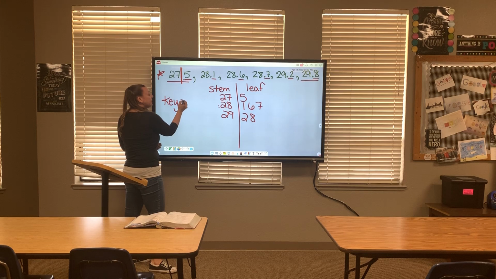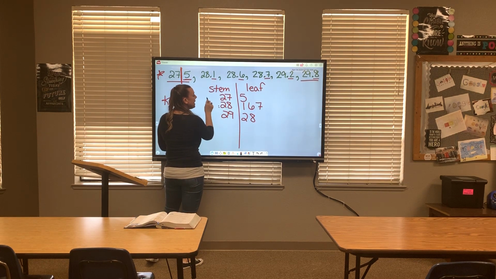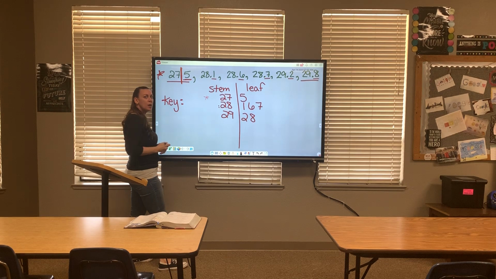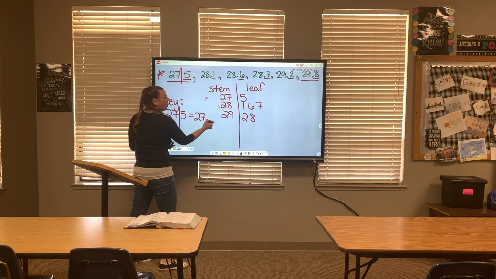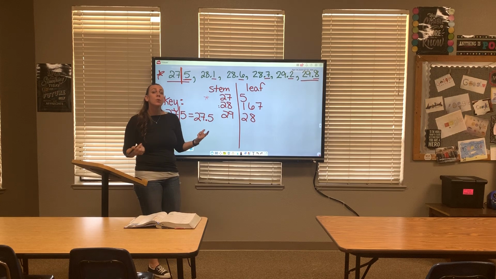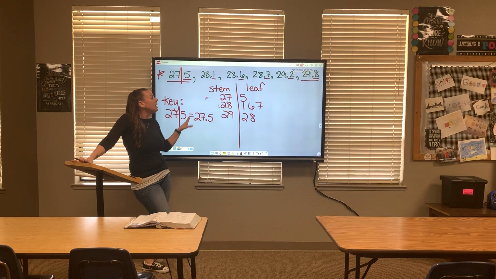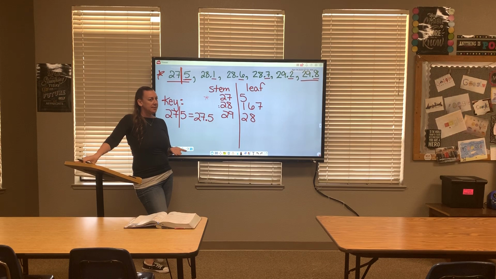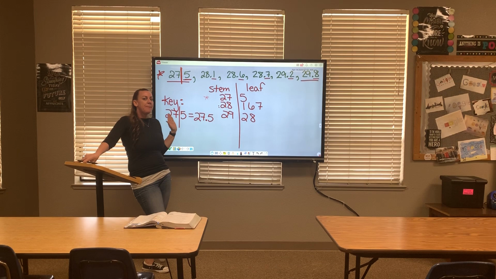So what I'm going to do is my key here, I'm going to take that first one as my example, and I'm going to say 27 with a stem and 5 equals 27.5. Now, the reason why I need a key is because I need to explain what that stem represents. In this case, the stem represents a decimal, because I could say this could mean 275. It could mean 2,705. So I just want to explain what that stem means.